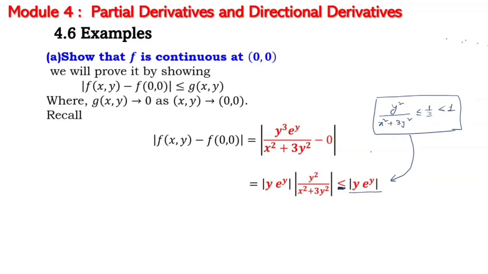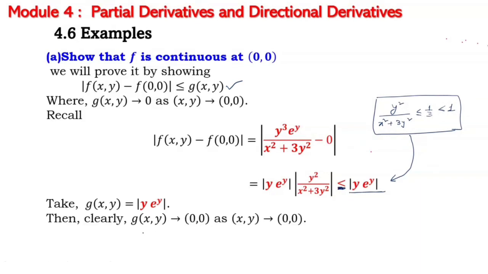So now we take this as the function g(x,y) to fulfill the requirement. So take g(x,y) equal to the absolute value of y e to the power y, and then clearly g(x,y) is going to 0 as (x,y) tends to (0,0). So therefore we fulfill the conditions, and this implies that f is continuous at (0,0).